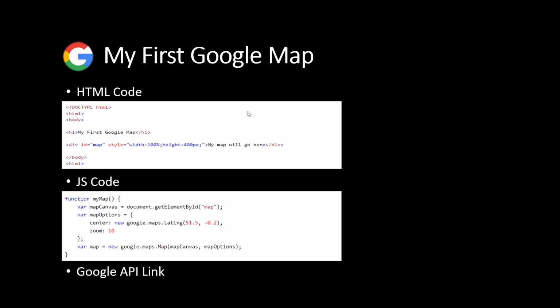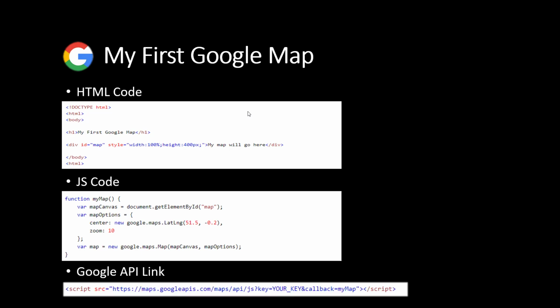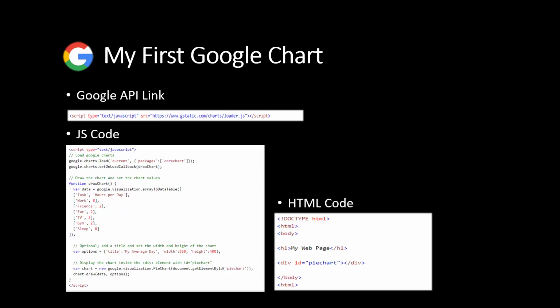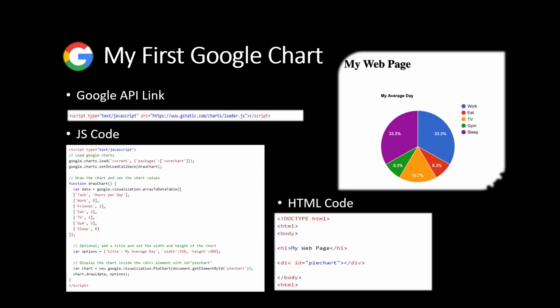And also for using Google Map, we have to have a Google API link. Here you can see we have to add this link inside our HTML web page head part. And inside source, we have to add our own Google API link. My first Google chart. Here you can see we have Google API link, next we have JS code, and next we have HTML code. And here is an example of Google charts that we can use in our HTML web page.